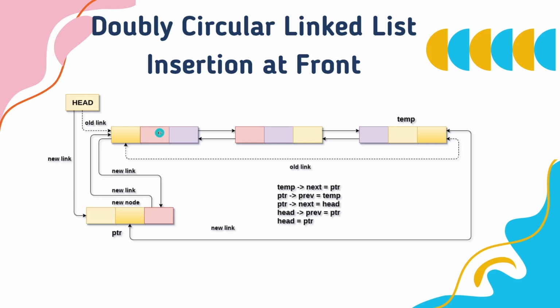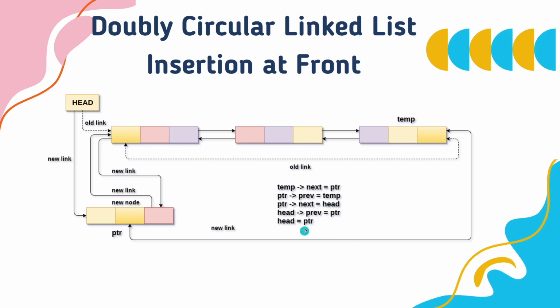For the second node's address, no pointer is there to point to the second node, but head has the address of the second node because it was the first node earlier. So I am doing PTR's next is equal to head, and then the second node's previous part should contain the address of the first node, right. I do not have any other pointer other than head to point to the second node.